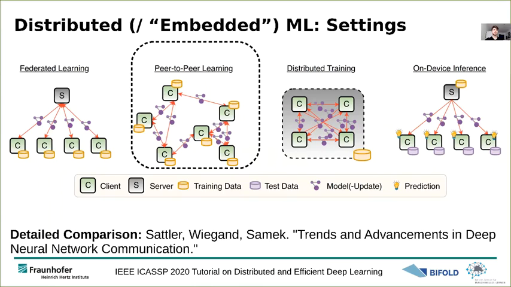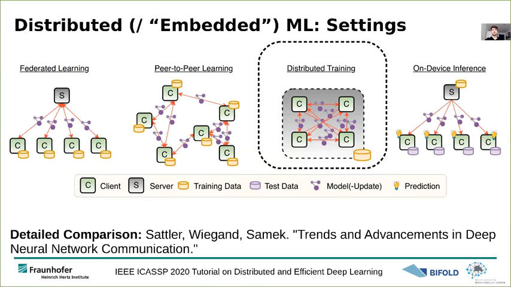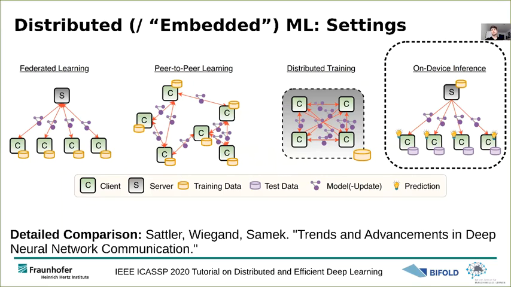Peer-to-peer learning is a different approach where we don't have the centralized server at all. We get rid of the centralized server altogether. We also have distributed training in the data center and on-device inference, which are only roughly related to distributed ML, but a lot of the concepts are the same. In all of these settings, we communicate neural network data instead of raw data.